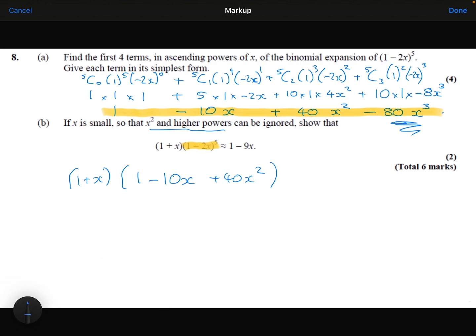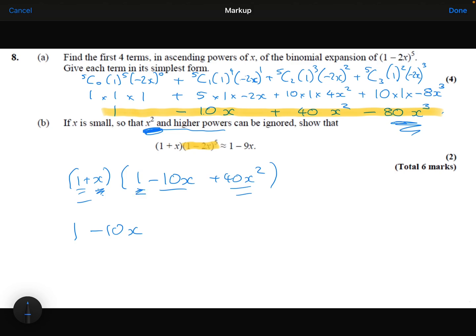Right, let's expand this out. So this is going to be equal to 1 times 1 is 1. 1 times the -10 is -10x. The 1 times the 40x squared, I don't need to include that because that's a power of x squared that can be ignored.